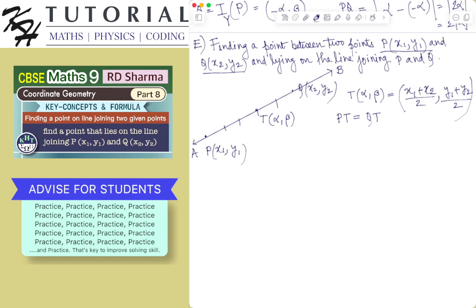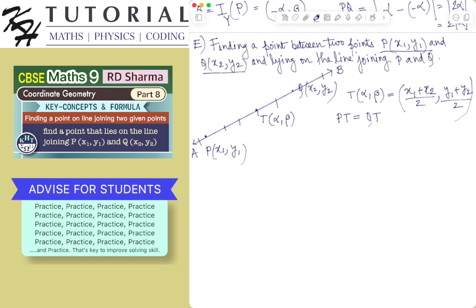Now, what if you are asked to find the point T which will lie not in between the points P and Q, but outside? It could be over here or it could be over here. So how will you find that point?